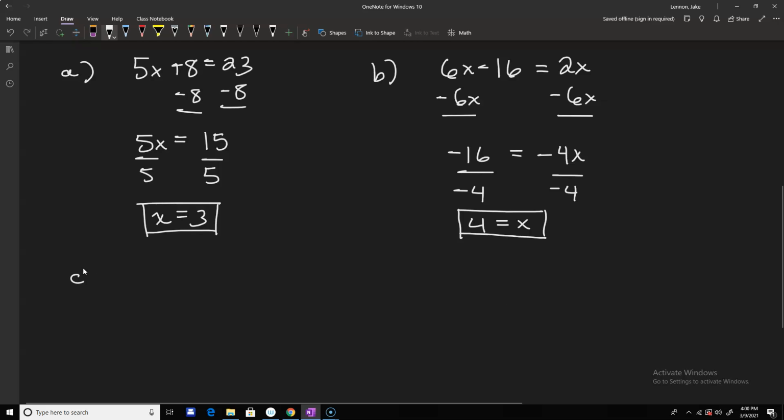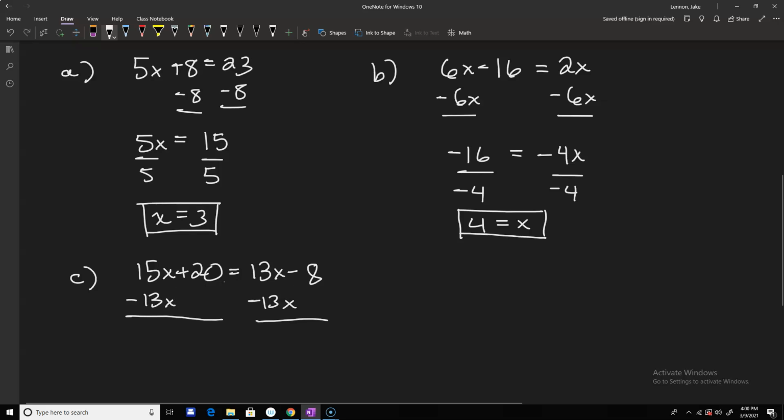Let's look at C. Let's say we have 15x plus 20 equals 13x minus 8. Now here we're going to want to do 2 things. We're going to want to move the x's to one side and the numbers to the other side. And we can do that in one step. We just have to pick where we want the x's to be. So let's say we want to move the x's to the left. So I'd want to subtract 13x from both sides. So that'll put the x's on the left.